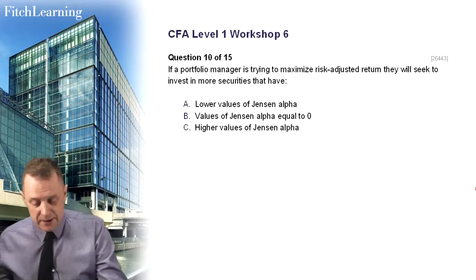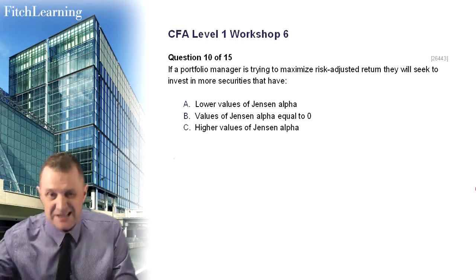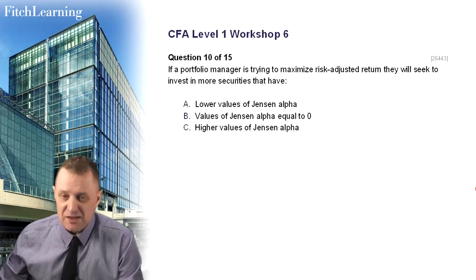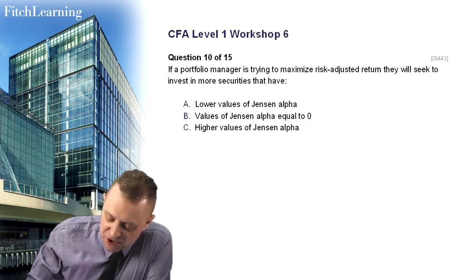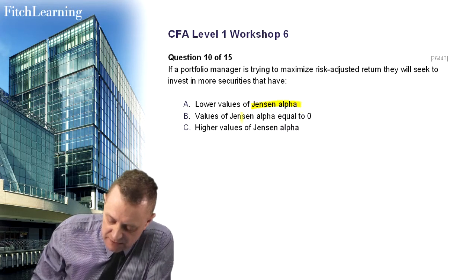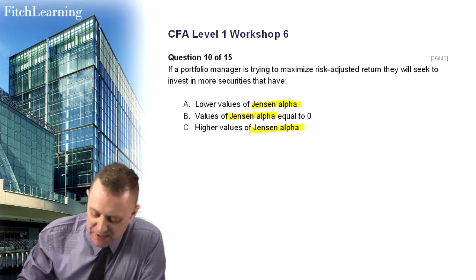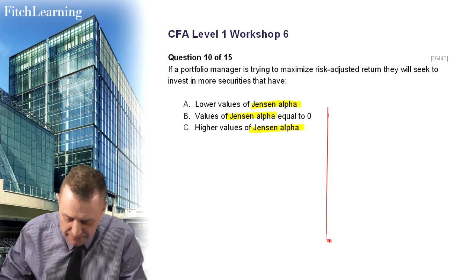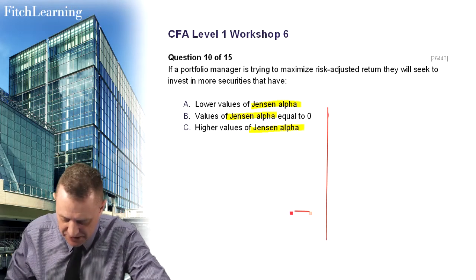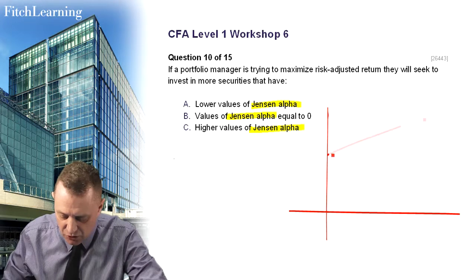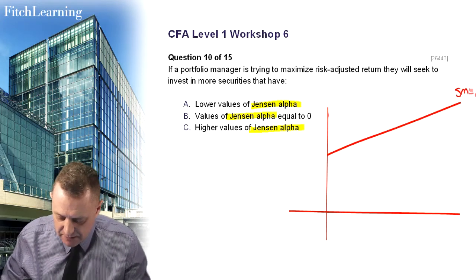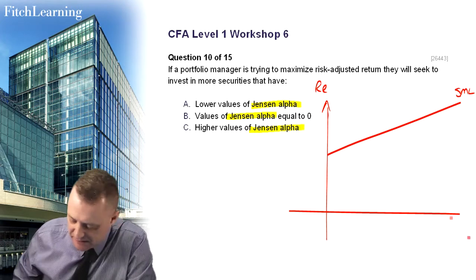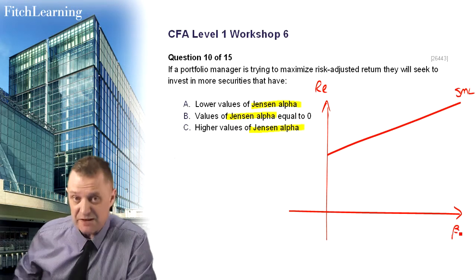Okay, question 10. If a portfolio manager is trying to maximise the risk-adjusted return, they'll seek to invest in more securities that have what? Now, the question here obviously is talking about Jensen's alpha. Okay, and Jensen's alpha is basically linking to CAPM. So if I think about CAPM, the capital asset pricing model, what it gives me is what we call the securities market line. Okay, and securities market line is basically saying that I can look at the expected return against beta.